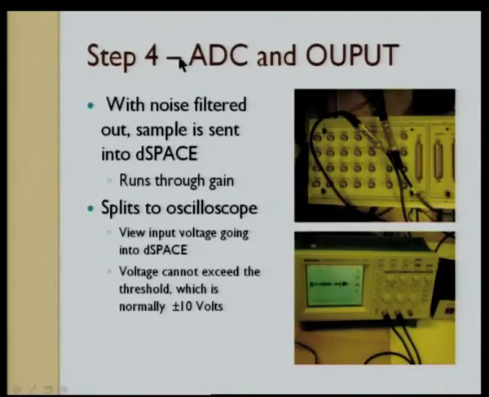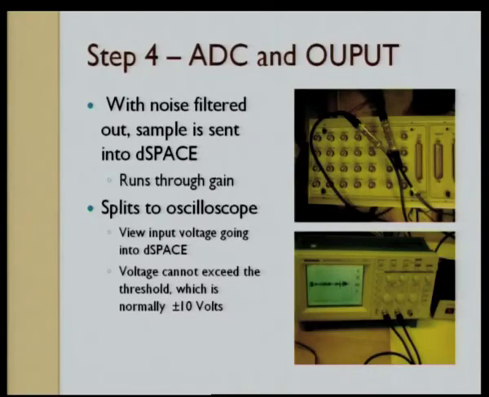Next we send it to the analog to digital converter, and the output is measured. So, with noise filtered out, the sample is sent to the dSPACE controller, which runs through the gain. So, how do we choose the gain? There is a parameter in dSPACE where we can change the gain to be inputted, because the gain is a relationship between output and input, which is an important parameter. First it runs through a unit gain, and then the gain is constantly increased or decreased in order to see at what point we get the control.